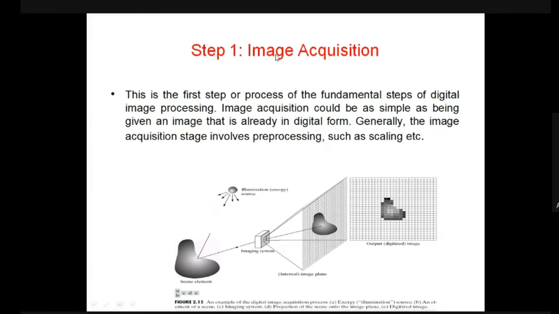The first step is image acquisition. In image acquisition, we have an imaging system. Using that, we take a source element picture and digitize it, so that we get a digital form of the image that we can process at the next level.